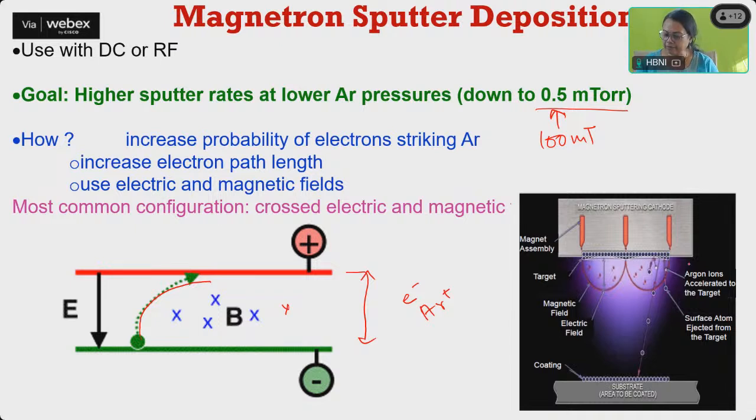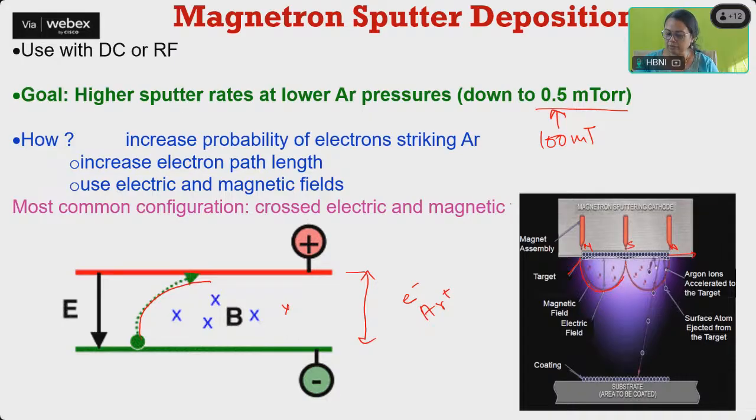So this is the magnetic field. The magnet assembly is there, so this is north, this is south, this is north. It is placed like that, and this is our target. Behind the target, we have got the magnets.